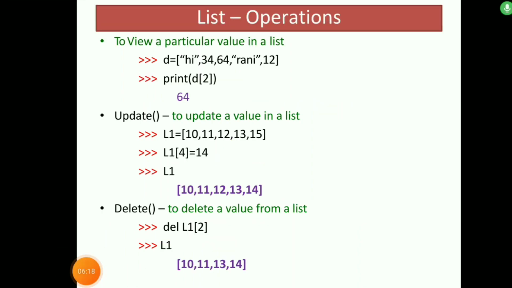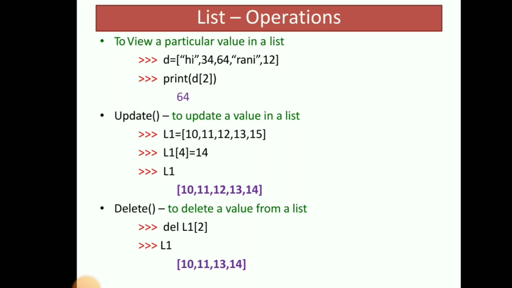Next one is the list. A list is a sequence of values. They can be any type. The values in the list are called the elements or items. Always the list elements are enclosed with square brackets and separated by commas. We can see here D is the list. Here we have more than 5 elements. We have string, integer.